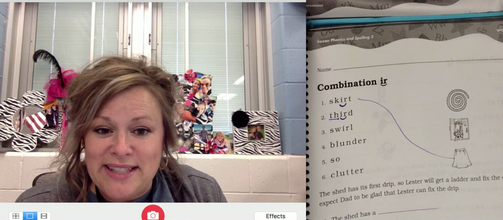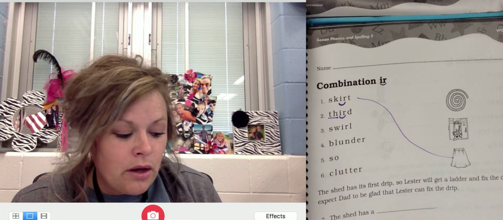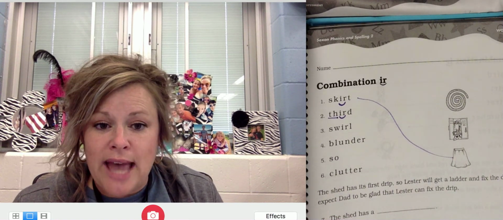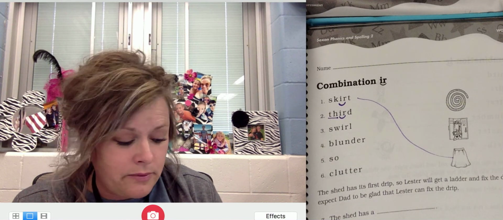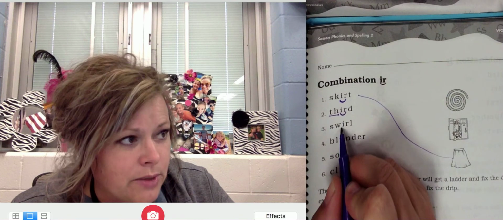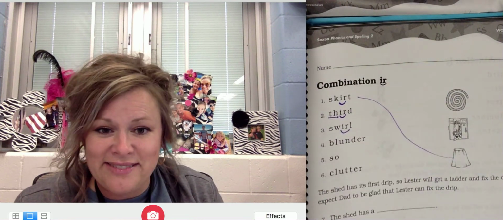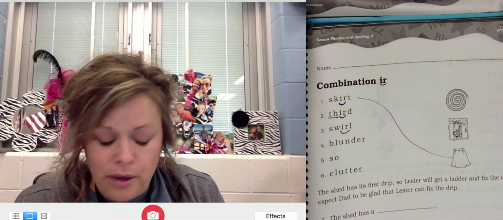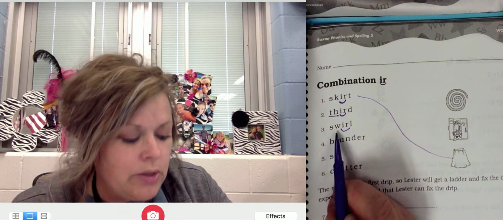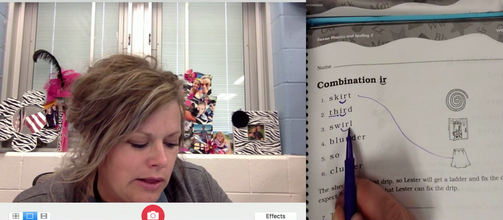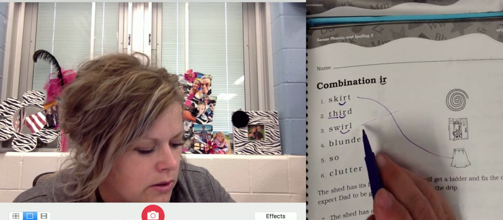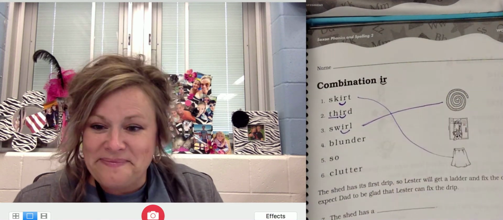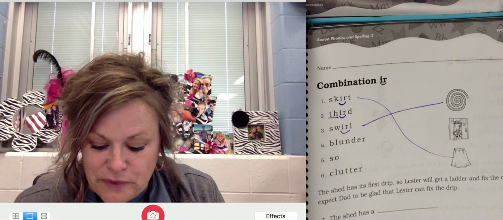Number 3. Take a look at number 3. Always look for vowels are coded. They just happen to be coded with an arc this time because they're part of a combination. So IR is going to be arced underneath. And there's no other codes for this word, so I know it's swirl, swirl. And here's a picture of a swirl. All right, number 4. Woo, big word.